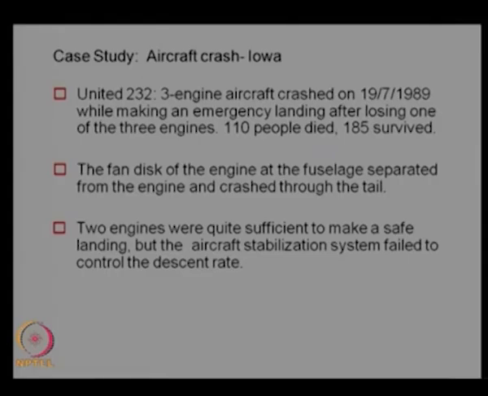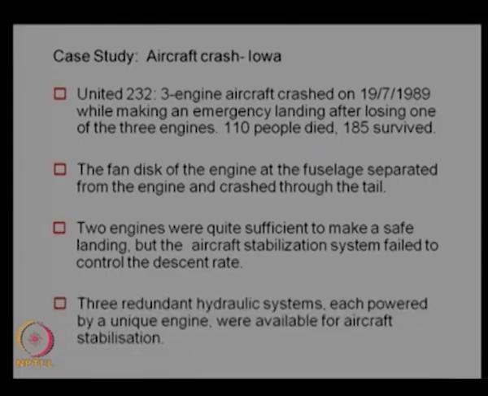How did it happen? There were 3 redundant hydraulic systems, each powered by a unique engine, available for aircraft stabilization. So there were 3 hydraulic systems, and you can see that there was redundancy in the system. 1 hydraulic system is sufficient for stabilization, and there were 3 hydraulic systems, each one powered separately by each engine. So even if one engine failed and one hydraulic system failed, there was a lot of redundancy available, and it was still possible to control the aircraft.